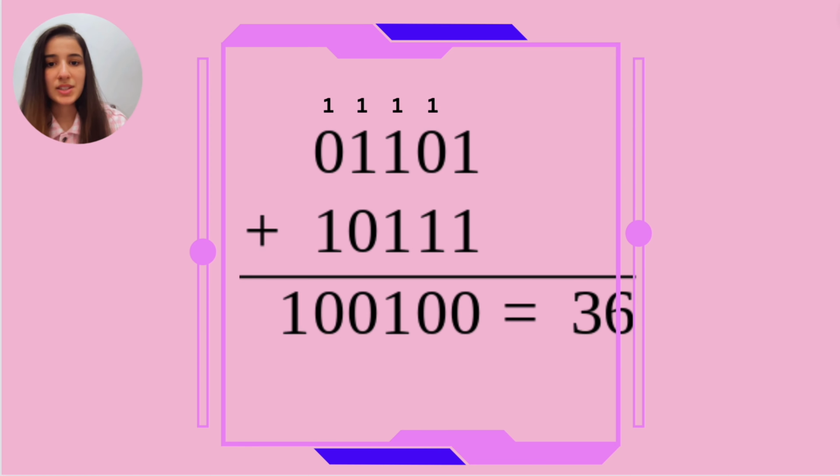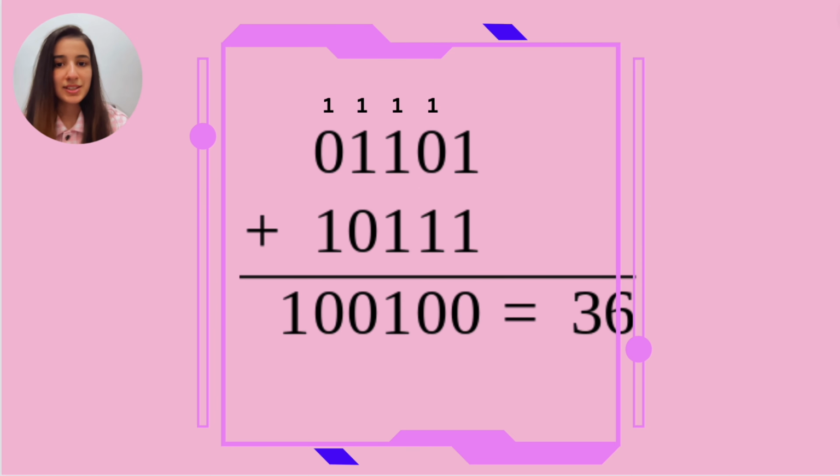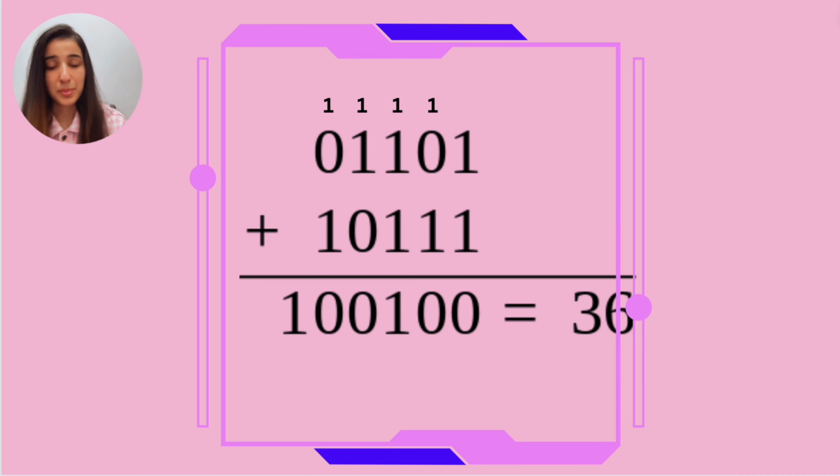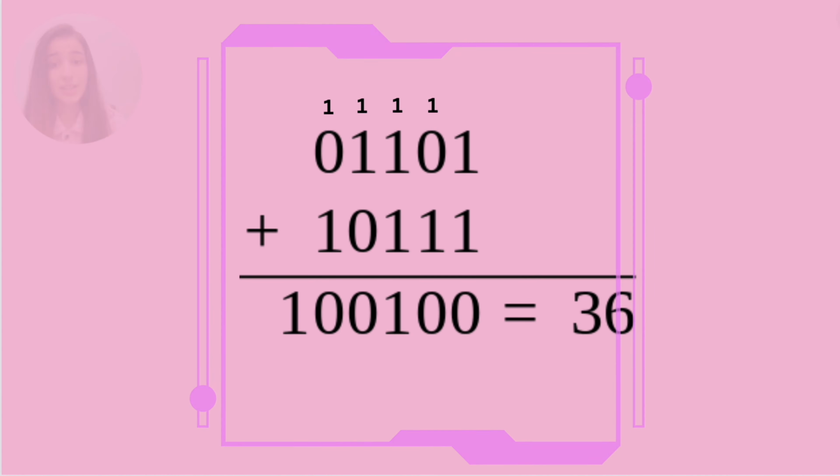And first we can see 1 plus 1 would be 1 and 0. So we write down the 0 and we carry the 1 to the other side. Then again we have 1 and 1, which gives 1 and 0. We write down the 0 and carry the 1 and so on. And in the result we get our final number, which would be 36 in the decimal.